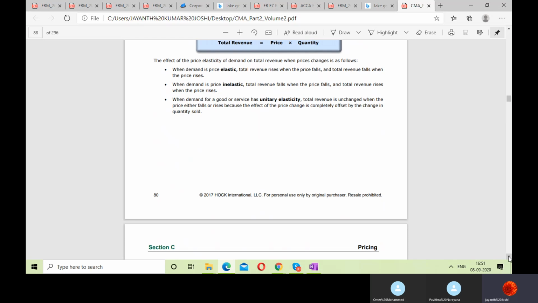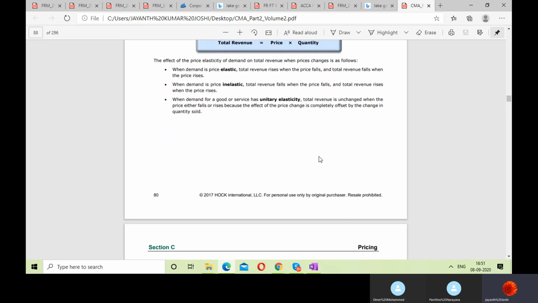Inelastic means there's no change in demand. Whatever the change in price, the demand is not changing. It is the same. When price falls, that means price is decreasing, the demand should increase, but here there is no change, so revenue is not high. And when the price increases, the demand should decrease, but here there is no change, so the revenue will be high. No change in the sense demand should decrease, but it is not decreasing, so we'll be getting a higher revenue only.